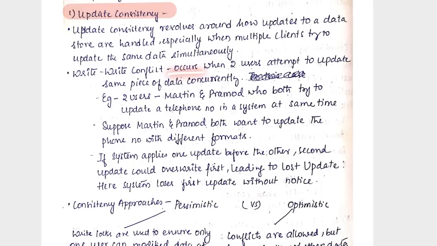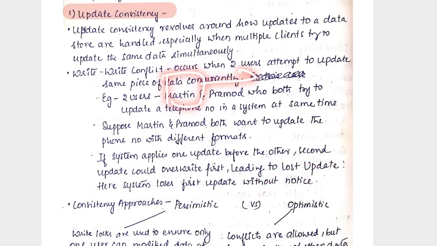A write-write conflict occurs when two users are attempting to update the same piece of data at the same time. If Martin and Pramod both want to update the phone number with different formats, what will happen now? If the system applies one update before the second update, it could override the first update. Thereby, a lost update situation could happen. The system loses the first update without notice to the user.